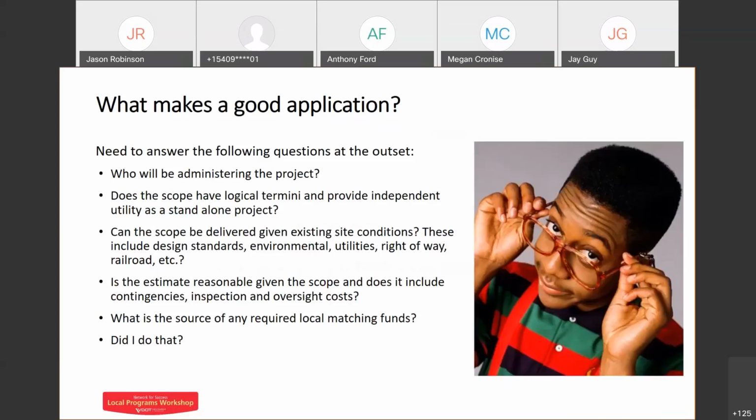If you've done all that, Urkel would ask you, did I do that? And if Anthony doesn't have to do his voice, I don't have to do Urkel's. So we'll just move on to the next slide.